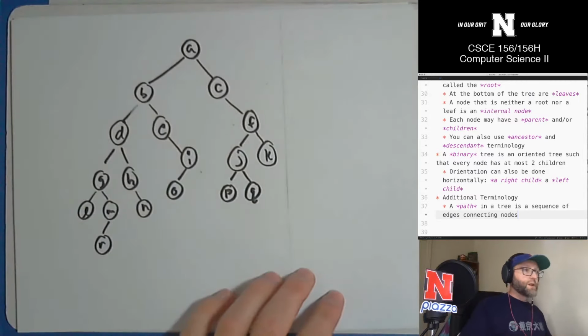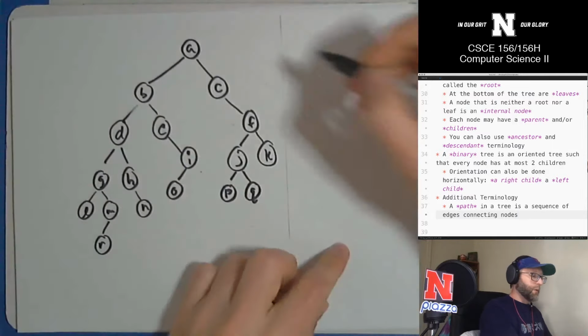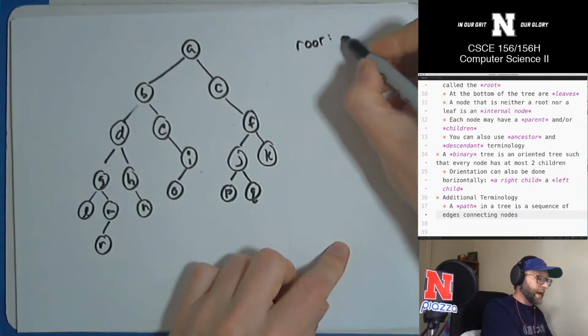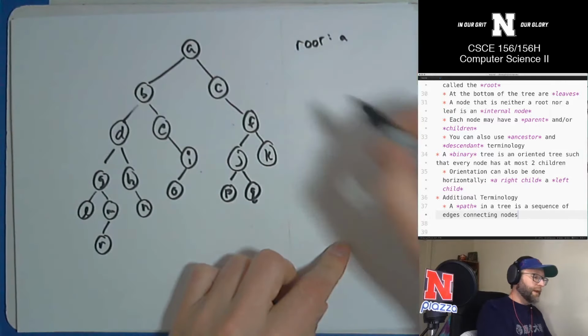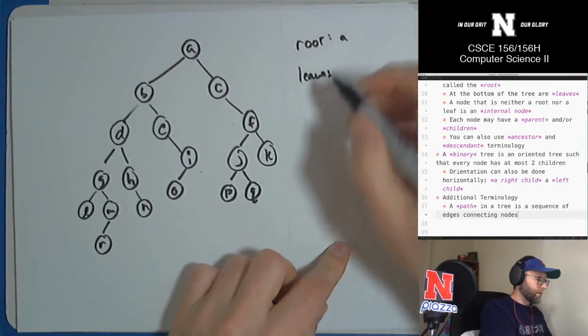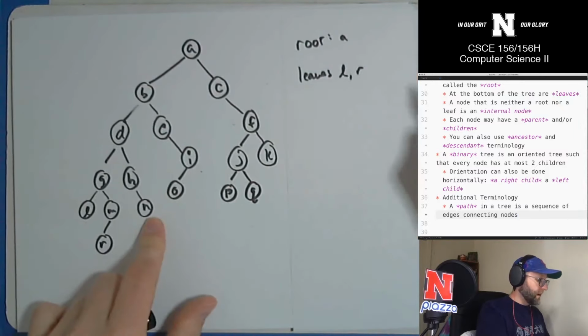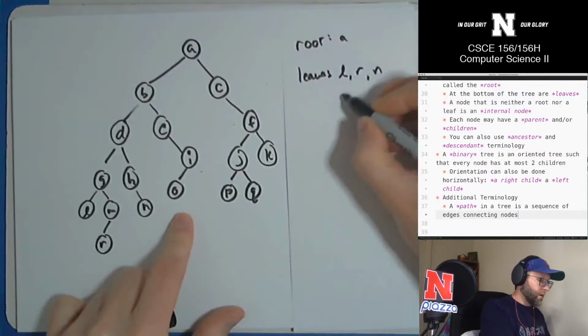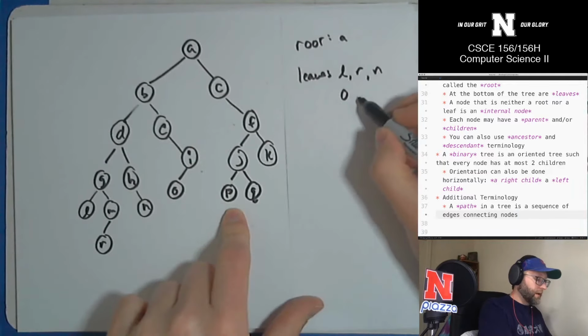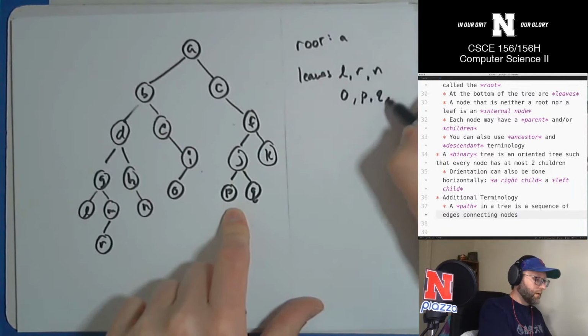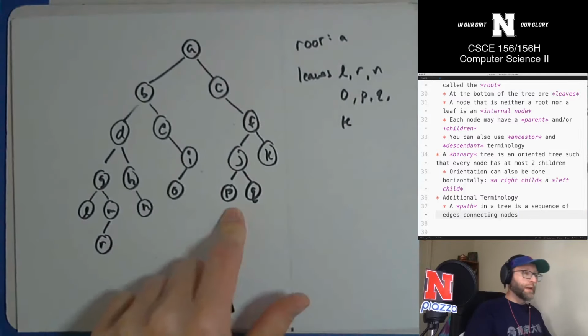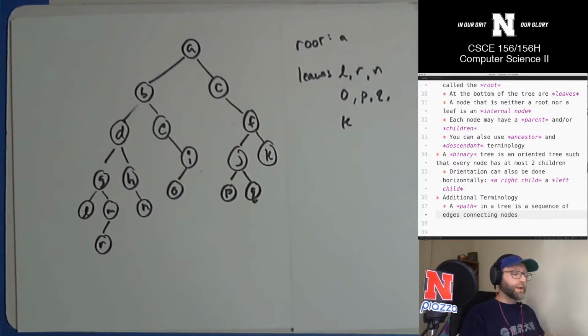The first observation that I want to make is that the root is A. How many leaves are there? There's L, R, N, O, P, and Q, and K. These are all leaves. Otherwise, everything else is an internal node.